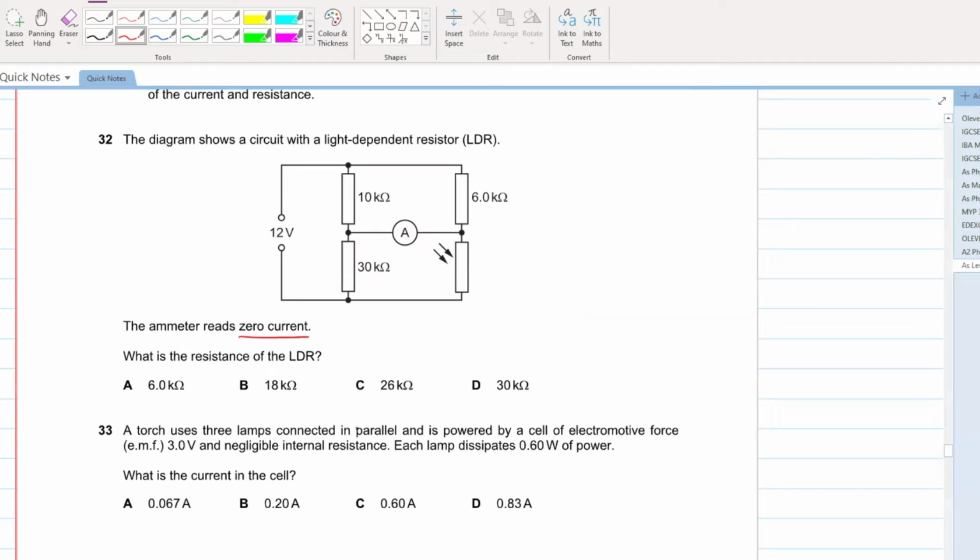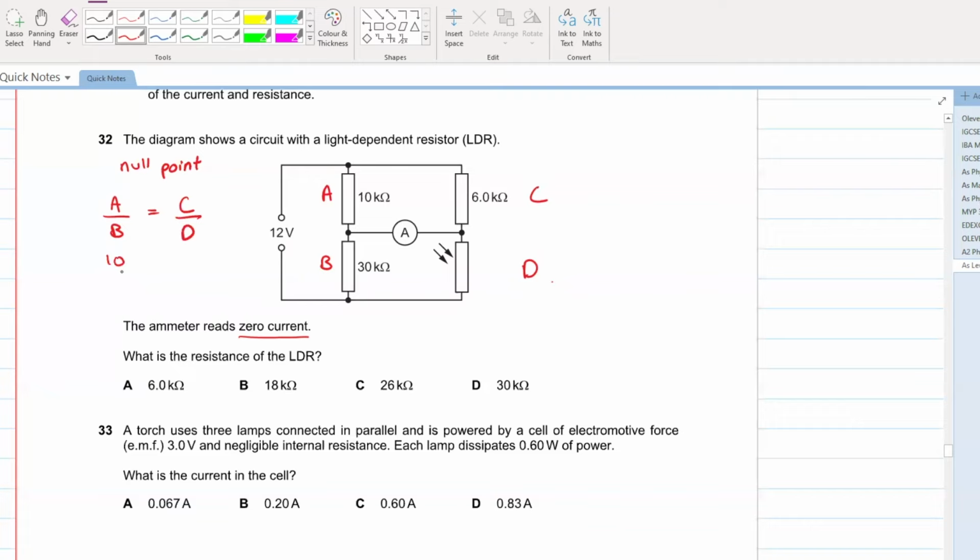What is the resistance of the LDR? Beta, whenever we have a null point, always remember, the ratio of this resistance divided by this resistance is equal to the ratio of this resistance divided by this resistance. What do I mean by that? The ratio of resistance A over B is equal to the ratio of resistance C over D.